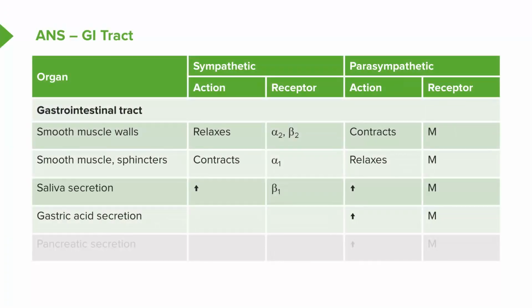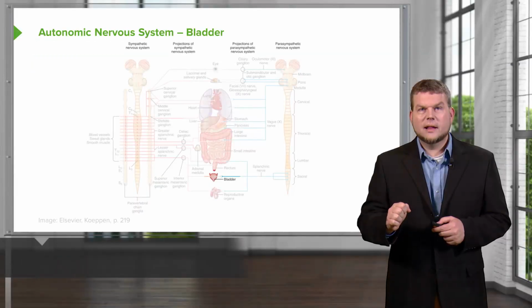In terms of stomach secretions, the parasympathetic nervous system increases gastric secretions. Also, pancreatic secretions are increased by the parasympathetic nervous system, again mediated by muscarinic receptors. The sympathetic nervous system doesn't have anything to do with the secretion end, only with the motility end for the GI tract. What about the bladder?